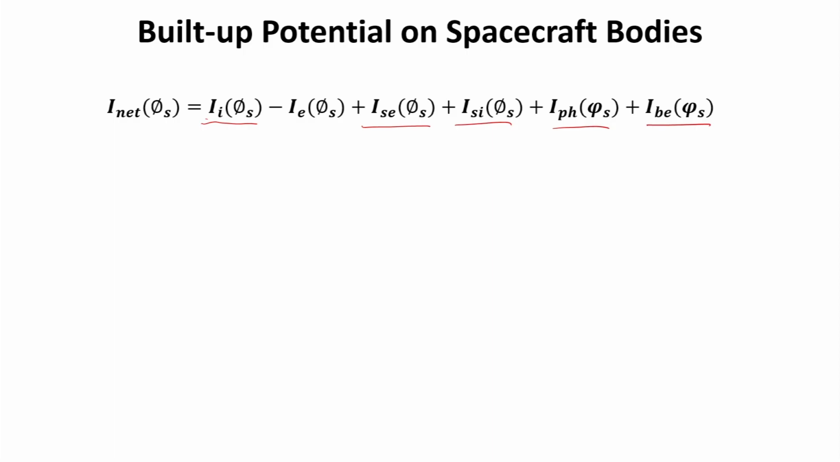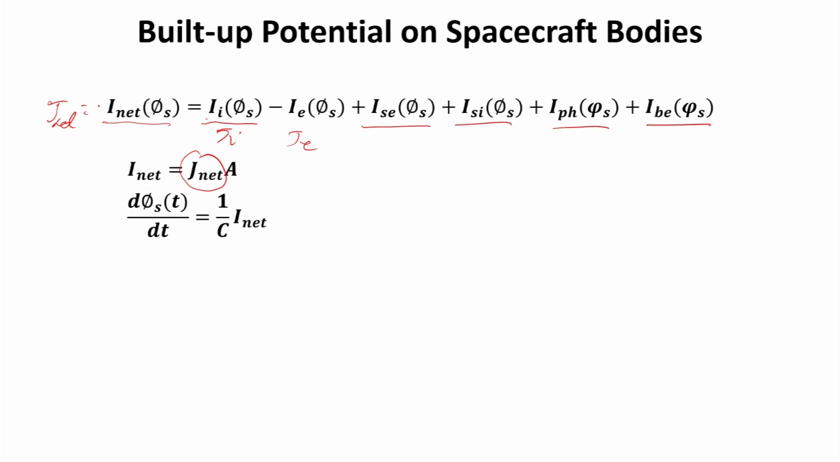So, during the charging period I can compute what my I net is. I gave you this formula for J net. When I know the different components, J I, J E, and all those components, I can compute the total current. J net means I am considering the flux density or the current density. When I multiply it by the area of the spacecraft, I get the total current.